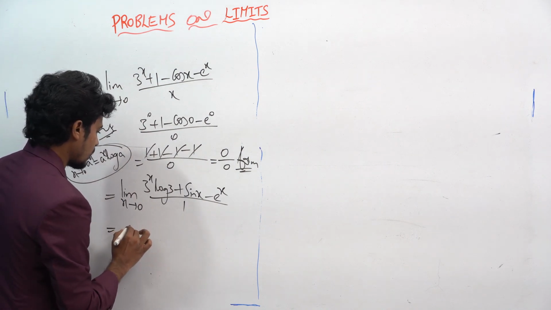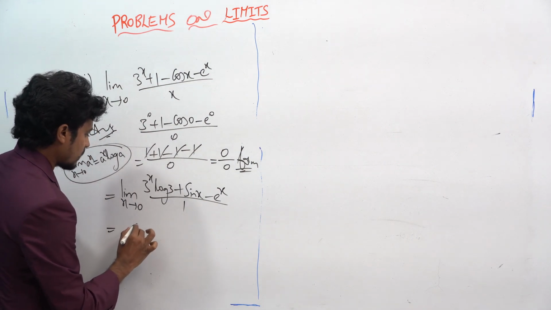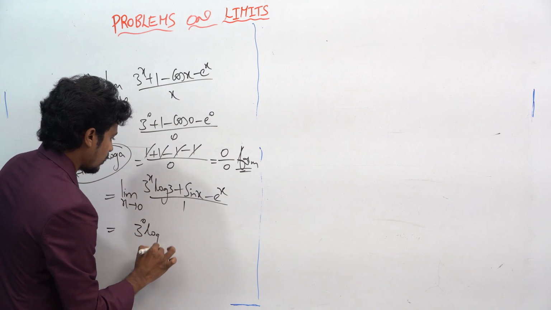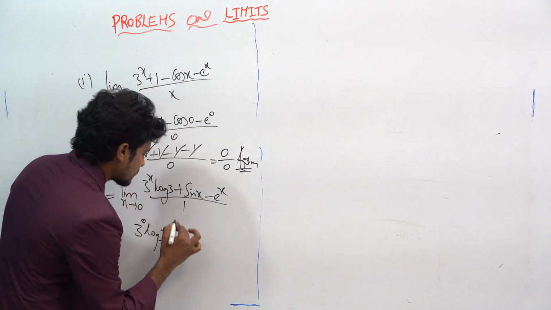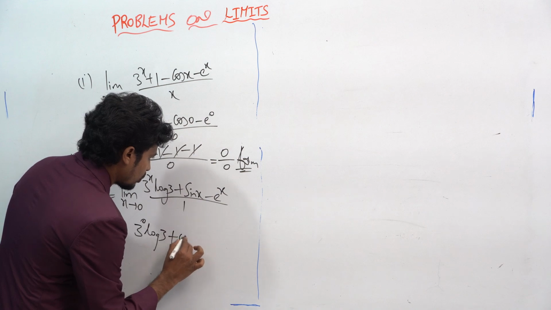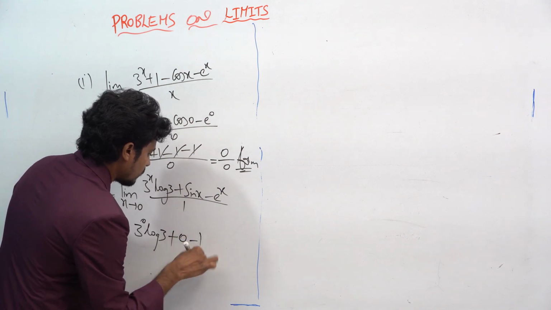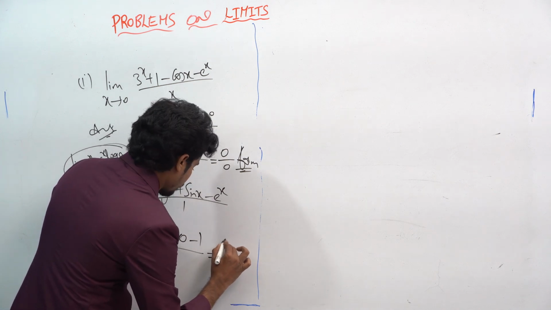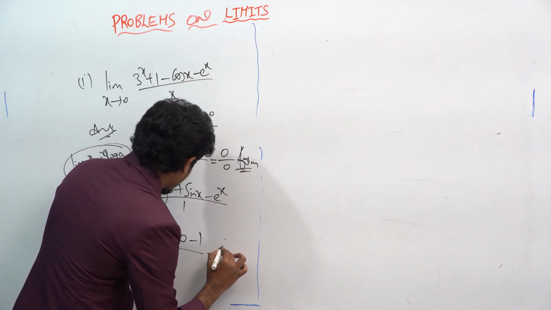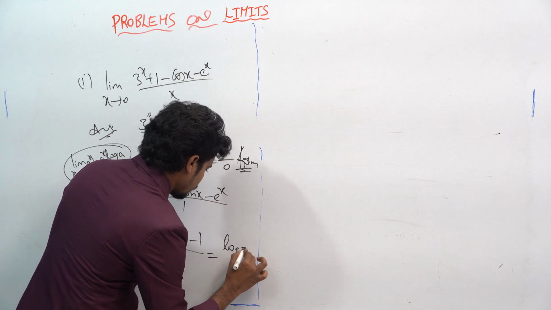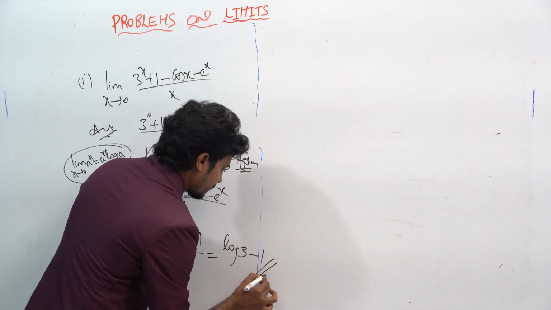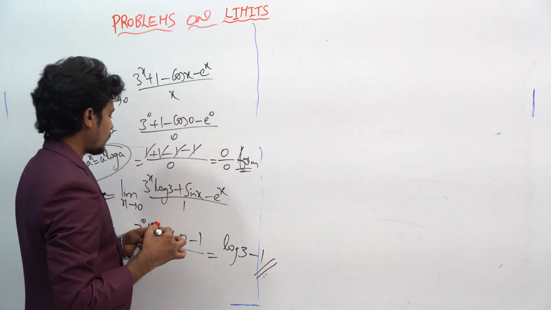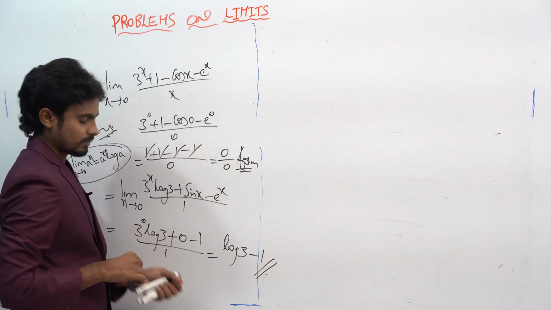Now substitute x tends to 0 here. This will be 3 power 0 log 3 plus sin 0, that will be 0, minus e power 0, that will be 1, divided by 1. So 3 power 0 will become 1, and that will become log 3 minus 1. This was your answer, log 3 minus 1.